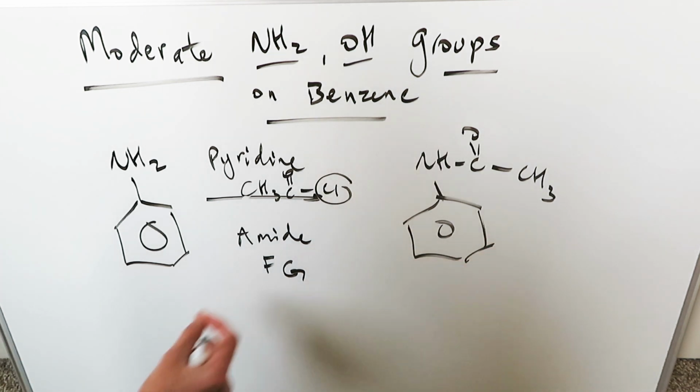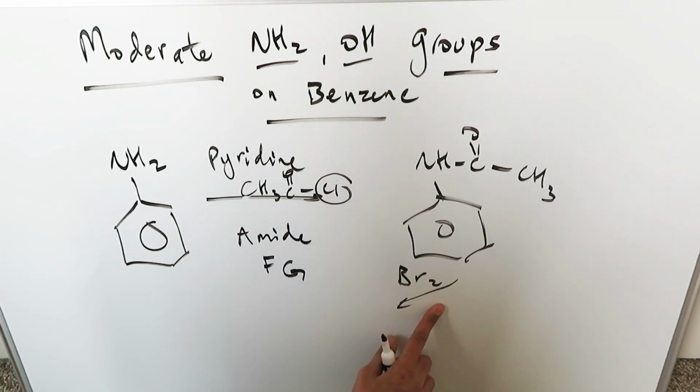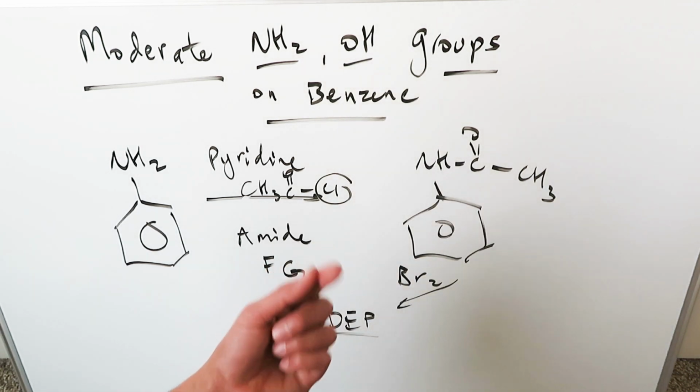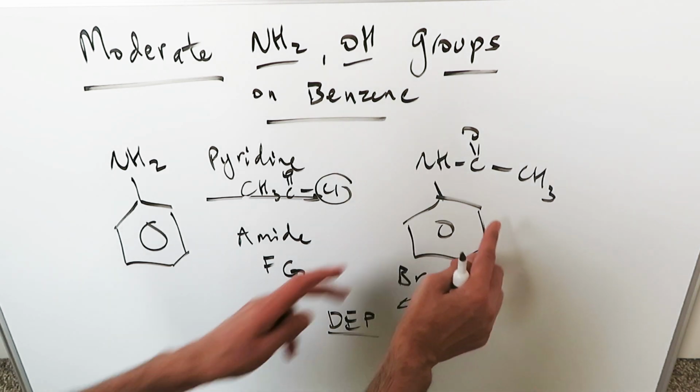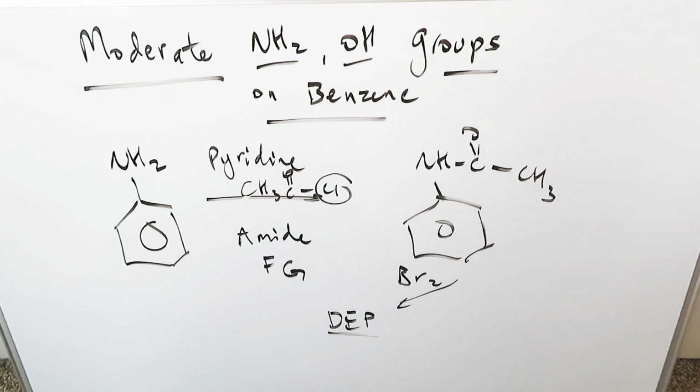Now this is less reactive, and if you were to now attack it in an electrophilic attack with regards to bromine, you'd have your desired end product, DEP, meaning a single atom of bromine will attach to your benzene ring versus 3 of them. Anyhow, now you've seen how you can moderate the amino group and the hydroxyl.